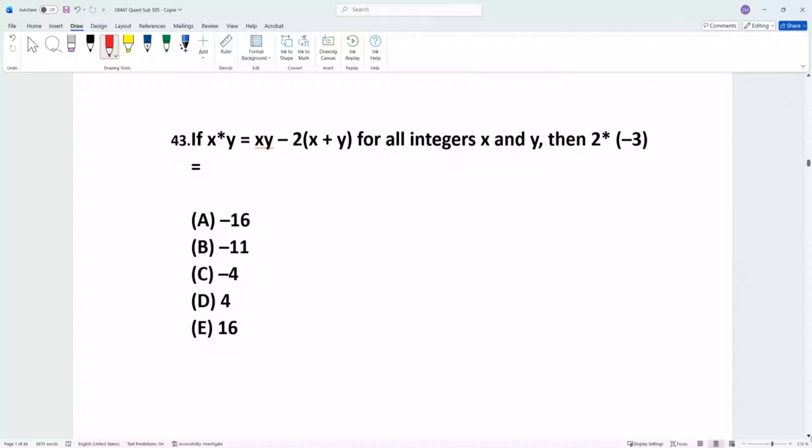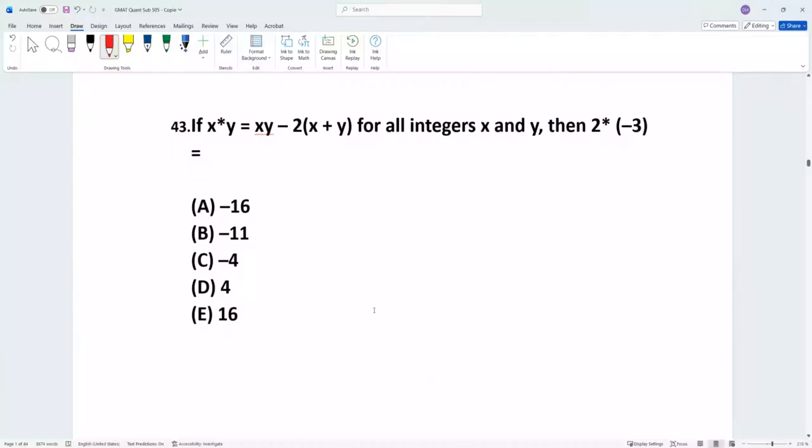Question 43, it says here: so that if x times y is equal to y minus 2 factor of x plus y for all integers x and y, then 2 times factor of minus 3 is equal to what? Okay, so that's the question.